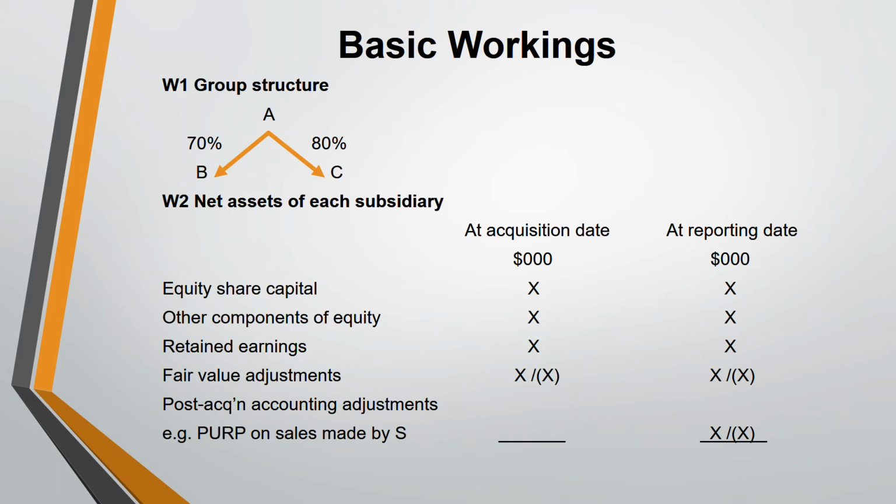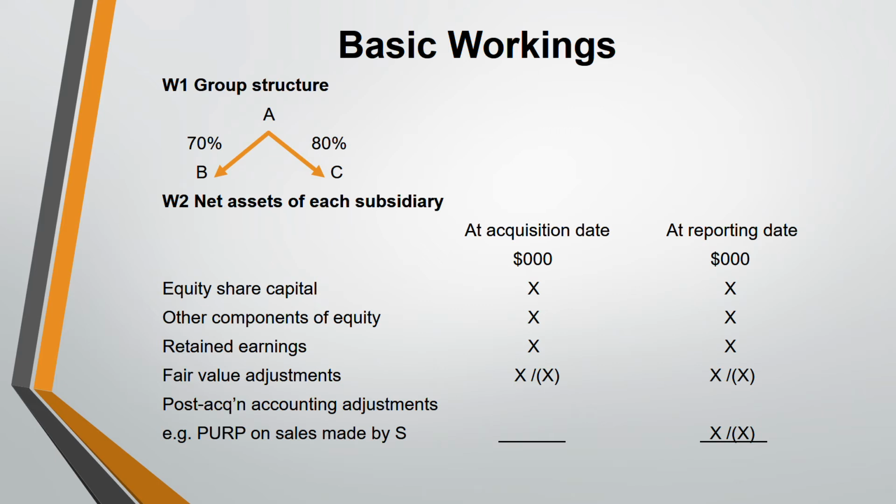Accounting adjustments. Okay, this means this is a provision for unrealized profit on sales made by S. That means the subsidiary is making sales to the parent. If a parent is making sales to the subsidiary, it will be recognized in the retained earnings of the parent, not here, because this is for the net asset of the subsidiary. So we are writing from the subsidiary's point of view. If the subsidiary is making a sale, he is the one who has to recognize the profit, no? So it's an unrealized profit, because this is an intra-group sale, it has to be eliminated. That's why you are making this adjustment at the reporting date.